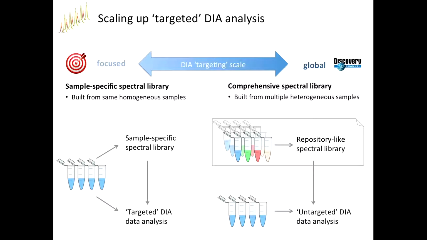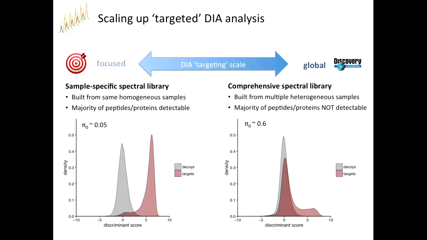And this results in very important considerations for the FDR control. The most important thing is that when we look at the discriminant score distributions that Ludovic explained in the previous lecture, they look very different depending on what kind of library you use. If you have a sample-specific library, then the majority of your peptides and also proteins are detectable in your samples. When you look at this discriminant score distribution, you see here in gray this time the decoys, and in red the targets. So you have a very small fraction of targets that fall in this decoy distribution.